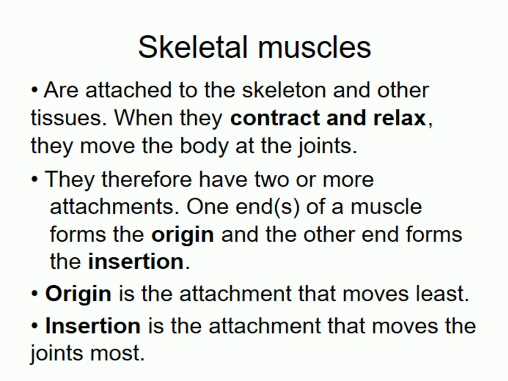Now let's move to skeletal muscles, their structure and the classification, things like that. So skeletal muscles are attached to the skeleton by other tissues. As we said earlier, skeletal muscles are involved more in the movement of different body parts. So they must be attached to body tissues such as a bone, and sometimes they can be attached to a certain ligament, but most often skeletal muscles are attached to a bone or a certain surface marking of the bone. Now skeletal muscles contract and relax, and when they contract and relax, they tend to move different body parts at a joint.